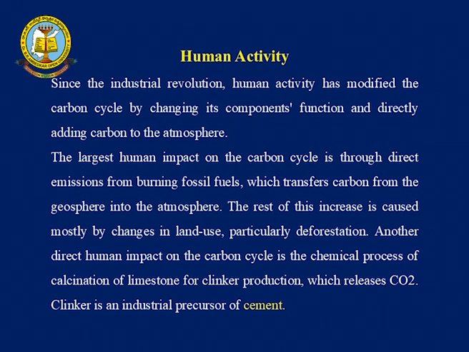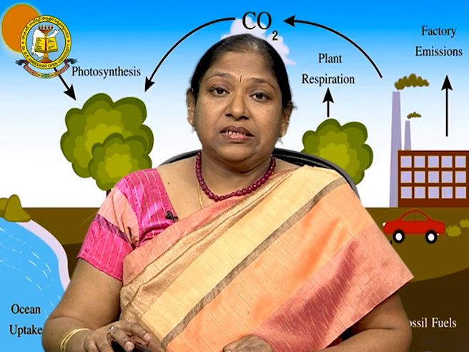Another direct human impact on the carbon cycle is the chemical process of calcination of limestone for clinker production, which releases carbon dioxide. Clinker is an industrial precursor of cement. Let us see what deforestation is.